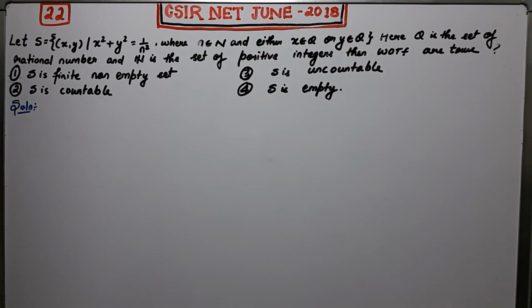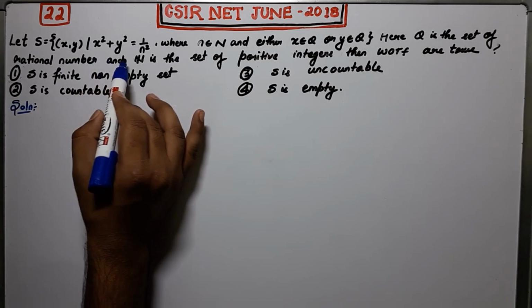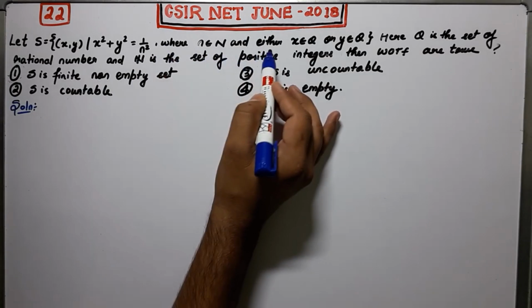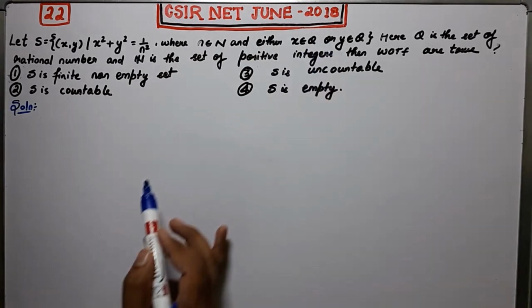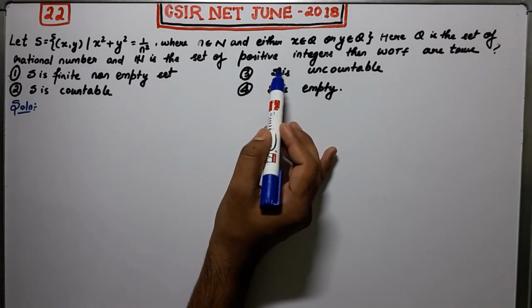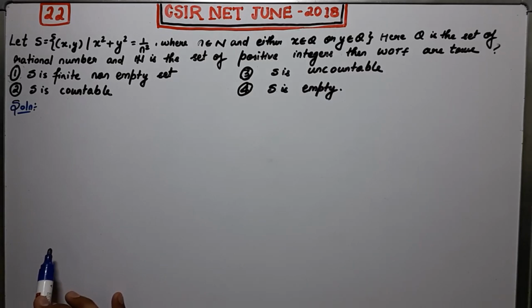The paper, so let us firstly read it. Let S be equal to the set of (x, y) such that x square plus y square is equal to 1 over n square, where n belongs to natural numbers and either x belongs to Q or y belongs to Q. Here Q is the set of rational numbers and n is a positive integer. Then you have to check which of the following are true.